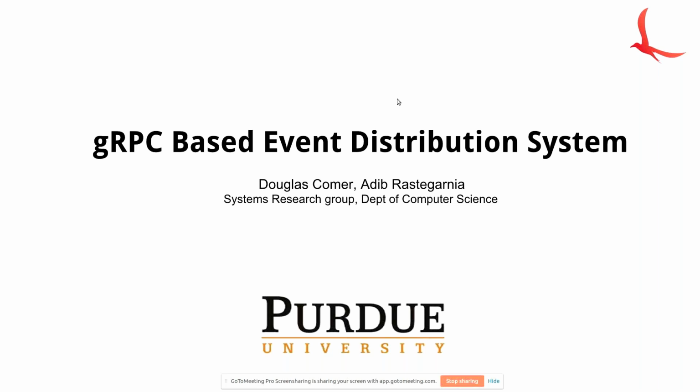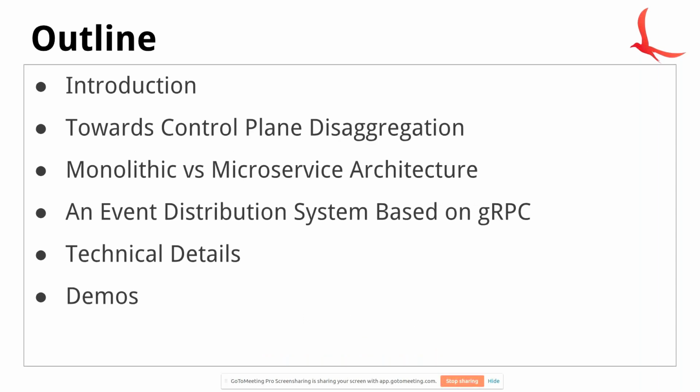So I'm Adib Rastigarnia, a PhD candidate of computer science from Purdue University. Today, I'm going to present a gRPC-based event distribution application in ONOS that we can use for externalization of the event processing. In this presentation, first, I will have a quick introduction about the current weaknesses of the SDN controllers in general. And then I will move on to talk about the steps that have been taken so far for disaggregating the control plane and as a potential solution that we can use to address some of those weaknesses.